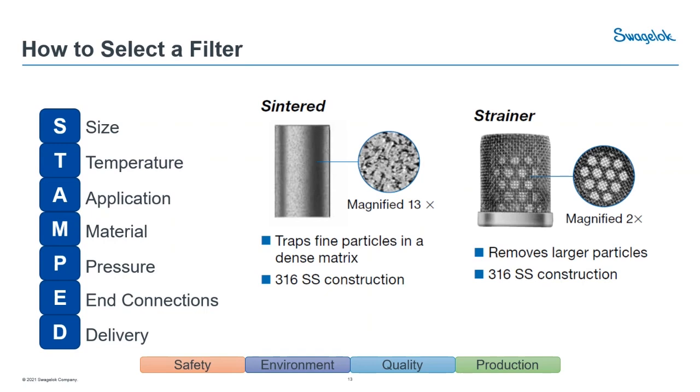And when we use the term micron, it simply refers to the nominal pore size that you would see in the element, whether it's a sintered element or a strainer element that you see. 1 micron is 1 micrometer, which in other terms, is 1 millionth of a meter, so it's a very small measurement. And then the smaller the micron size, the smaller the particulate it will filter out. So knowing what you're filtering for will help you select that micron size accordingly.